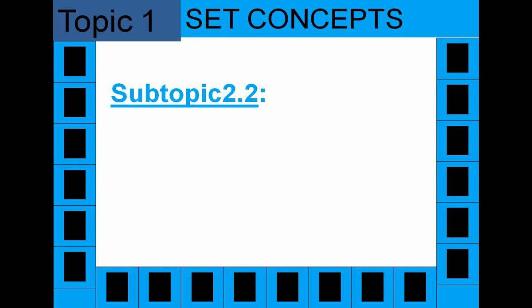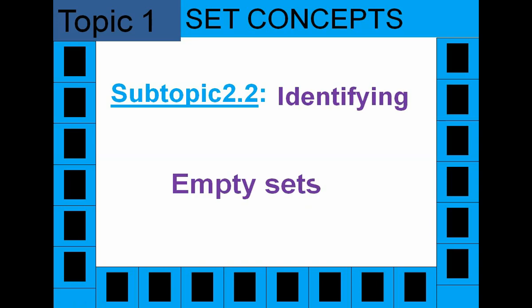Now for today, the primary 5 members, we are still continuing with our topic of set concepts. And today under set concepts, I want us to learn about identifying empty sets. I want us to be able to describe empty sets, to be able to know that this is an empty set or this is not an empty set. Let us look at our first example.